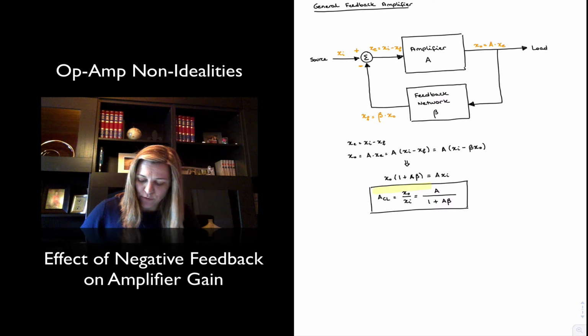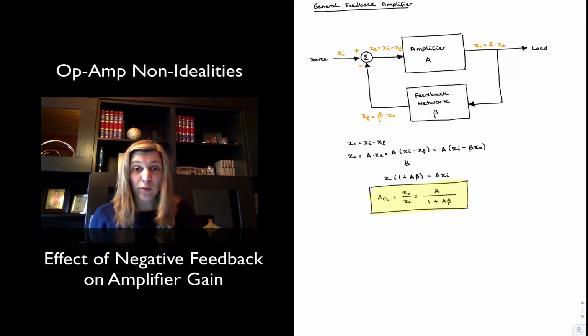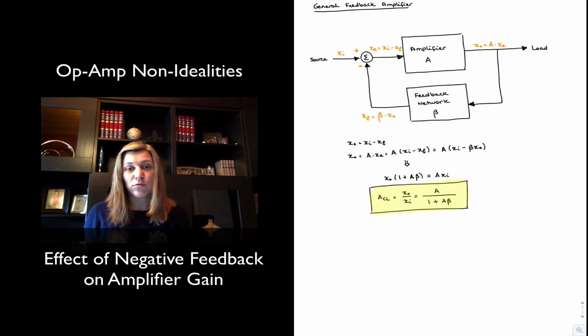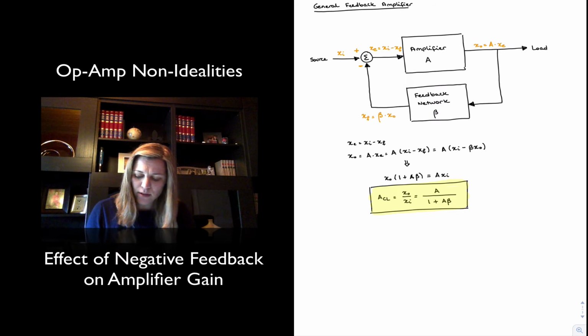It's the expression for the closed loop gain of a negative feedback amplifier. And it tells us that it is equal to the open loop gain divided by a factor. So essentially what we're seeing is a reduction in the open loop gain of the amplifier once we connected in negative feedback. And the reduction is by a factor 1 plus A times beta.